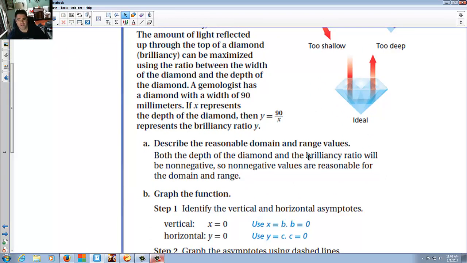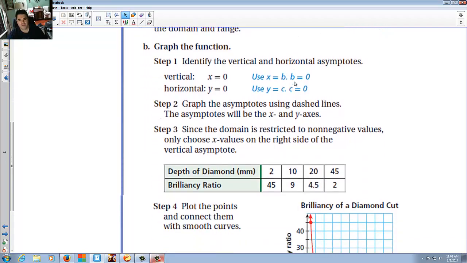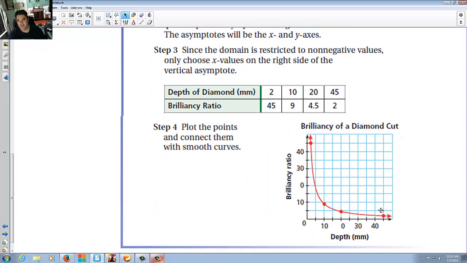Both the depth of the diamond and the brilliancy ratio will be non-negative. So non-negative values are reasonable for the domain and range. In other words, you're not going to use a negative value here because we're dealing with real things again. So graph the function. Identify the vertical and horizontal asymptotes. Again, we can't have x equals 0. That's a no-no. And for y, there's no y-intercept value, so horizontal is 0. So basically I have 0, 0 for my asymptotes.